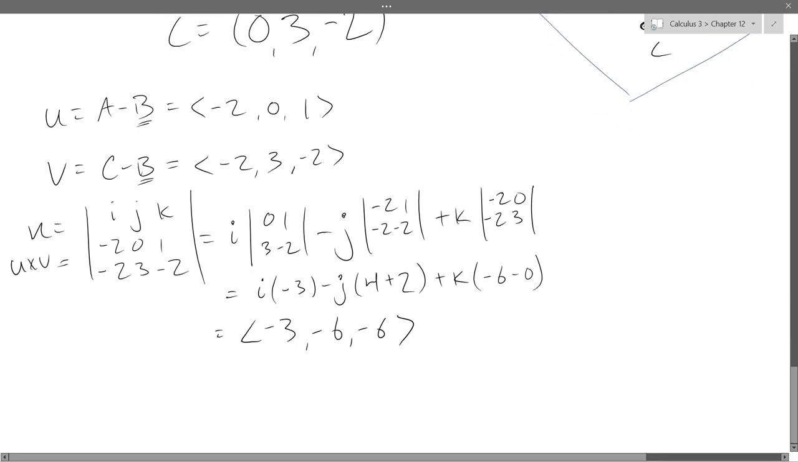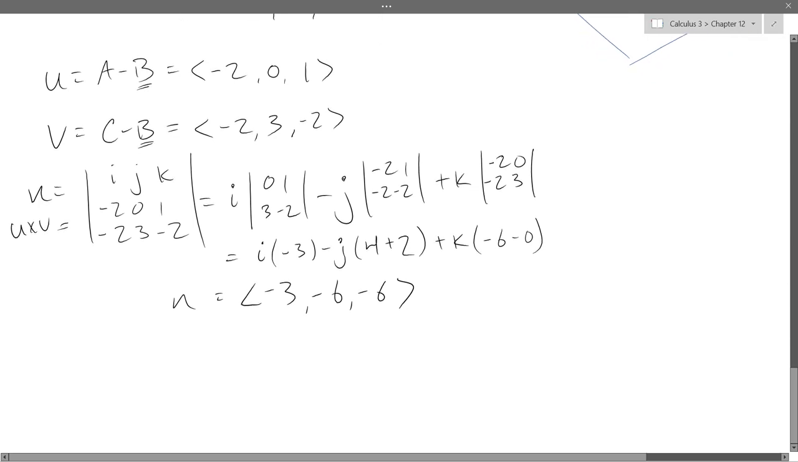So that's our N. Now, I can use any non-zero multiple of N. So there's a really nice multiple of N that I can use, which is multiply by negative a third, and everything will be positive and all that. So let's use negative one-third N.